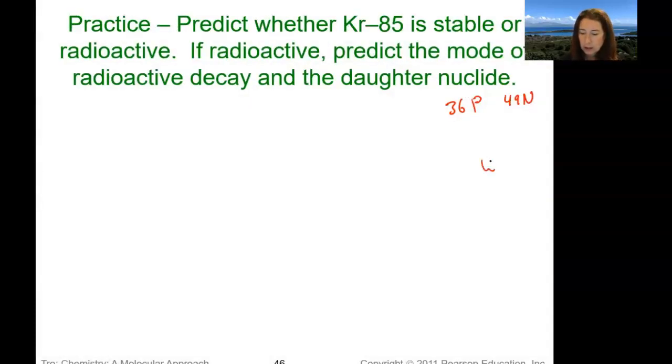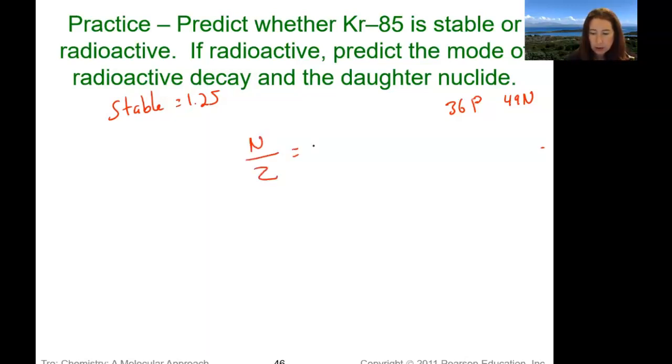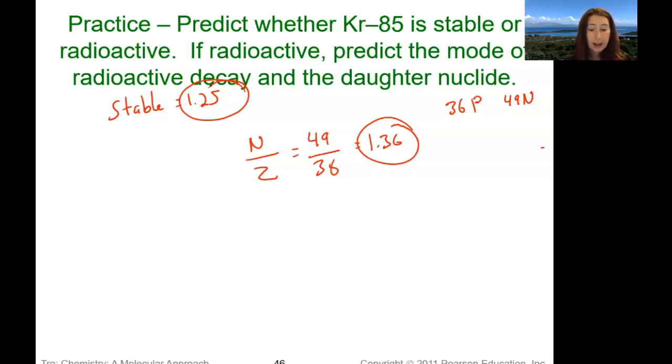Actually, I'm just going to write stable is 1.25. So we do our N to Z ratio, 49 over 36, and we get 1.36. Okay, it's too high. 1.36 is too high. So if it's too high, this is going to be beta decay.